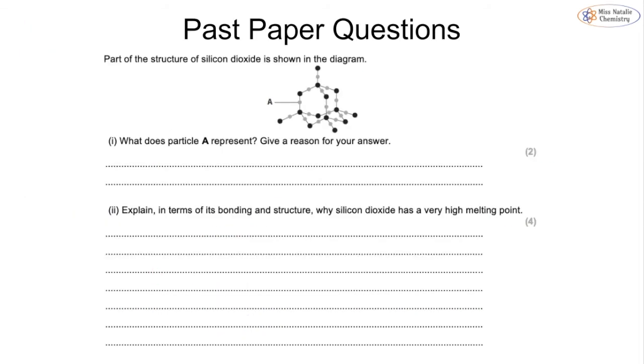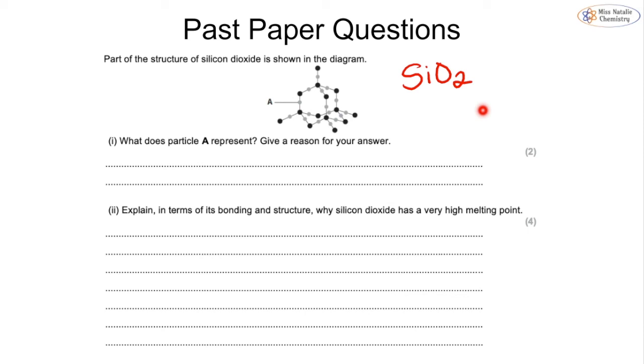So let's finish off by looking at some past paper questions. The first is looking at a structure of silicon dioxide as shown in the diagram. So we have our SiO2 and we've got particle A, which is our grey structure, and we want to say which one it represents. And the easiest way to do that is to look at the numbers.